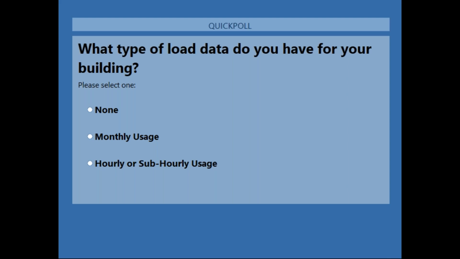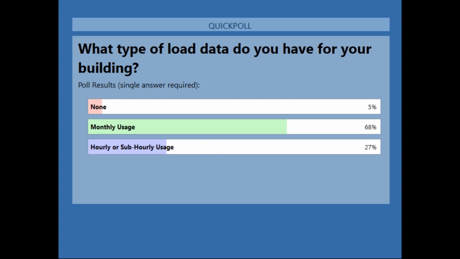So it looks like a lot of the answers are coming in, about 70% so far, so we'll give people another couple of seconds to vote. But it looks like overwhelmingly people definitely know the monthly usage for the most part, so that's good. Some people have hourly or sub-hourly data, and some people do not have any data, which is fine. So the good news is that for all three of those, we have a way you can move forward in SAM, and I will go ahead and show you that.